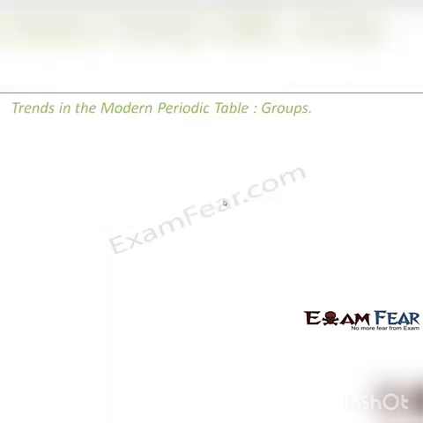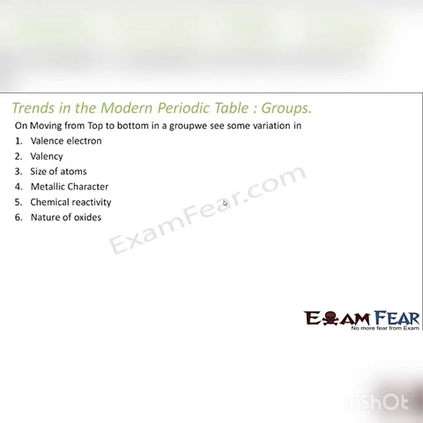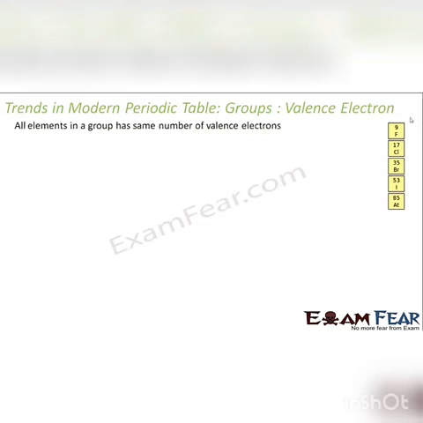Now we'll learn some trends in the group. So if you go from top to bottom, we see some variation in the valence electrons, valency, size of atom, metallic character, chemical reactivity, and nature of oxides. So we'll learn these. So we talk about the valence electrons. All the elements in this group have the same valence electrons. If you take this guy, it's 2,7, this guy 2,8,7. So all these have 7 valence electrons in this case.